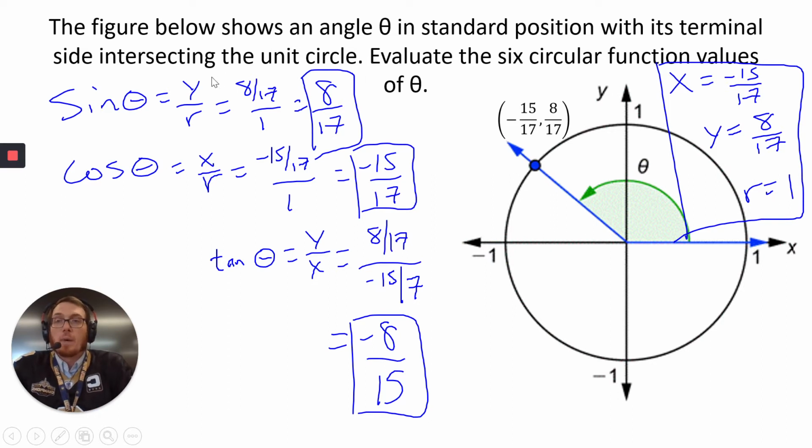And then sine is just y over r, so that would be the y value, 8 over 17 over 1, which is just 8 over 17, which you'll notice is the y value of the ordered pair. Cosine similarly is just negative 15 over 17. Tangent, what's going to happen is the denominators will cancel out, so you do the y value divided by the x value, and it'll just be the numerators essentially. And that's the basic idea of how the unit circle actually works.